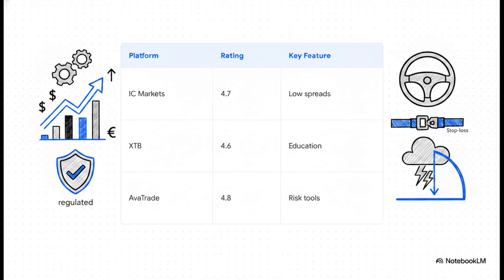But the absolute crucial thing these platforms provide are tools like stop-loss settings, margin alerts, and strict leverage control. Guys, these aren't just fancy features. They are literally your financial seatbelts. They automatically cut your losses when a sudden storm hits, which completely removes that emotional pressure from the equation.